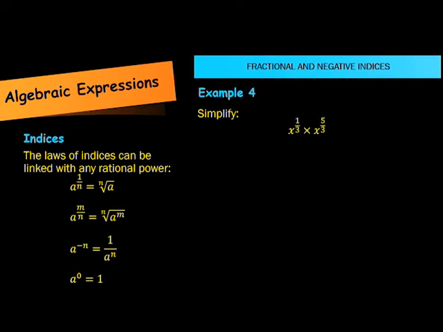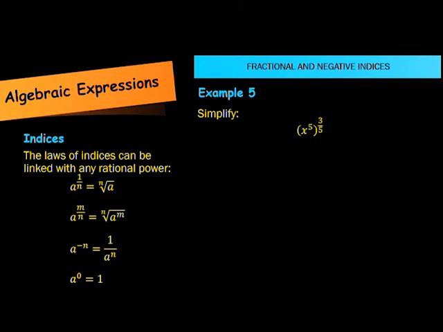Now for example 4. Simplify x to the power 1 over 3 times x to the power 5 over 3. We can simply add the indices as the base is the same. So we have x to the 1/3 plus 5/3, which equals x to the 6 over 3, which is of course equal to x to the power 2.